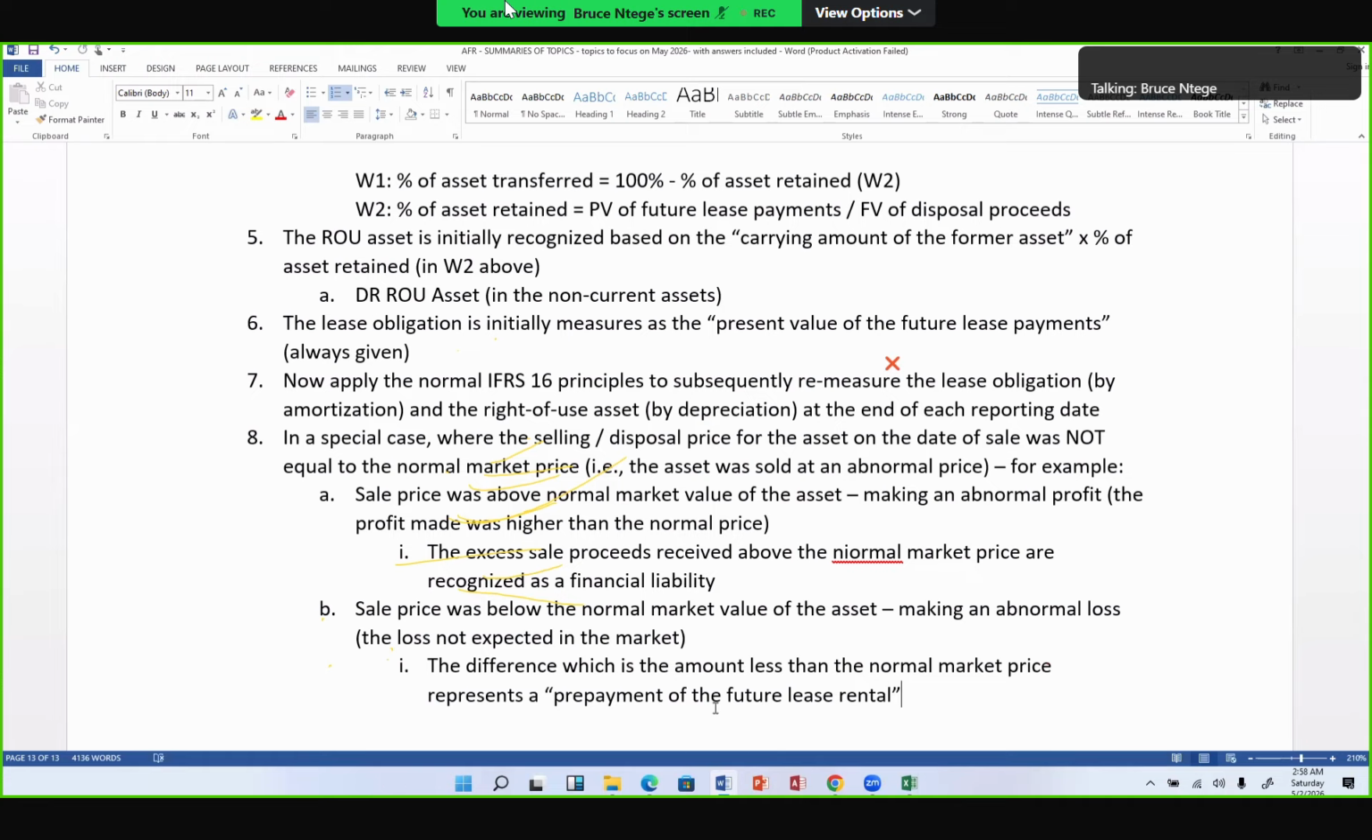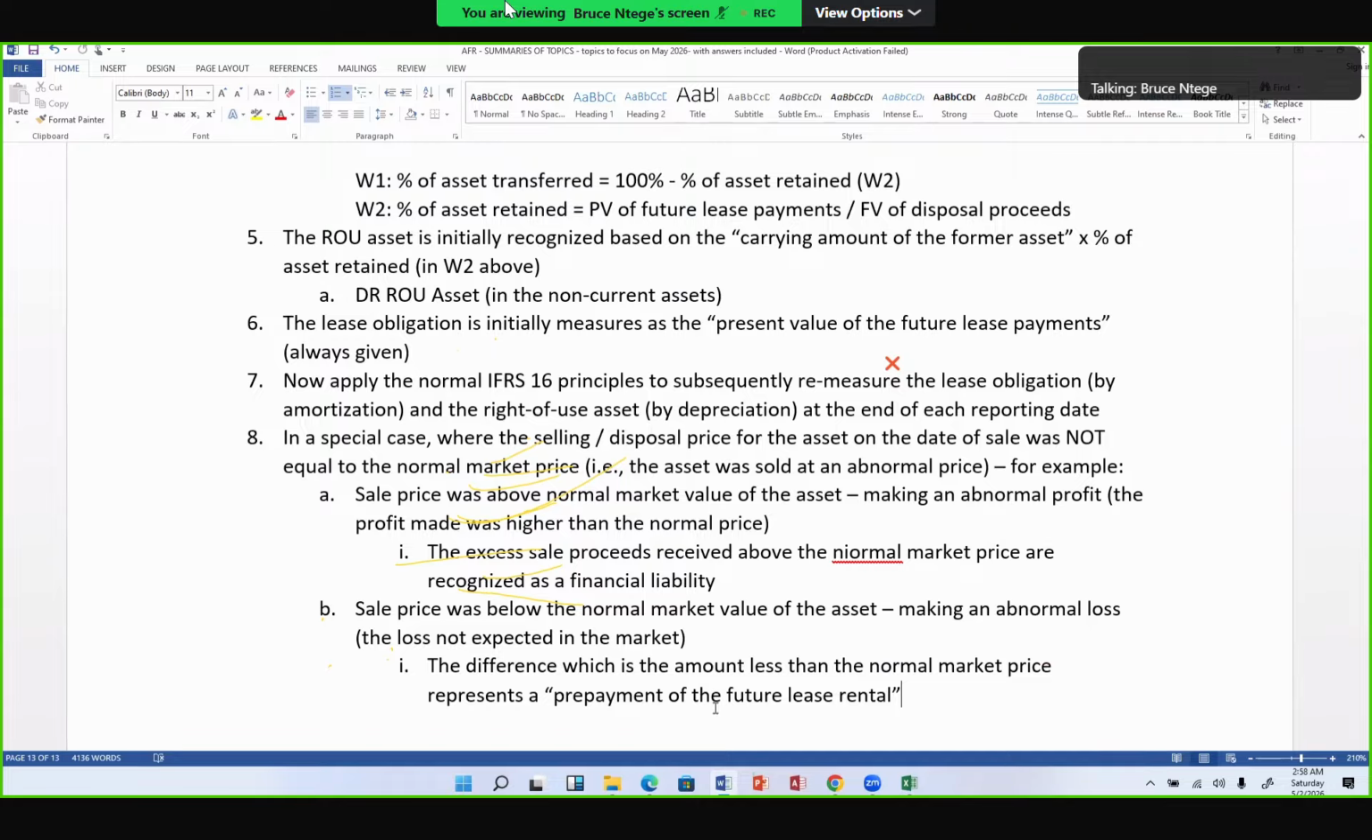Debit it in the assets as a prepayment, because in reality, when it comes to paying rent in future, that person you sold that asset to at 2 million less, that loss you made, you're going to compensate yourself by paying less rent over the years, as if you prepaid the rent on the day you sold the asset at less than the normal market price.